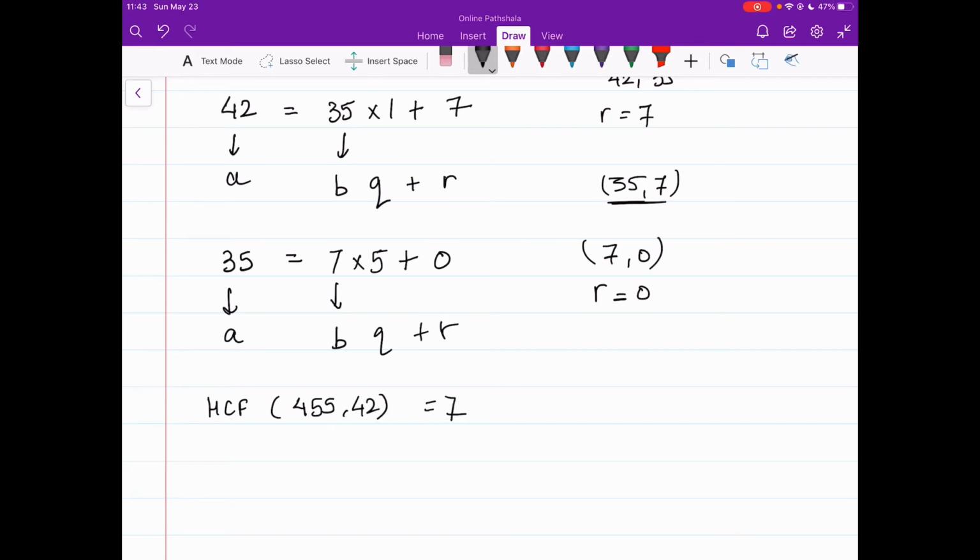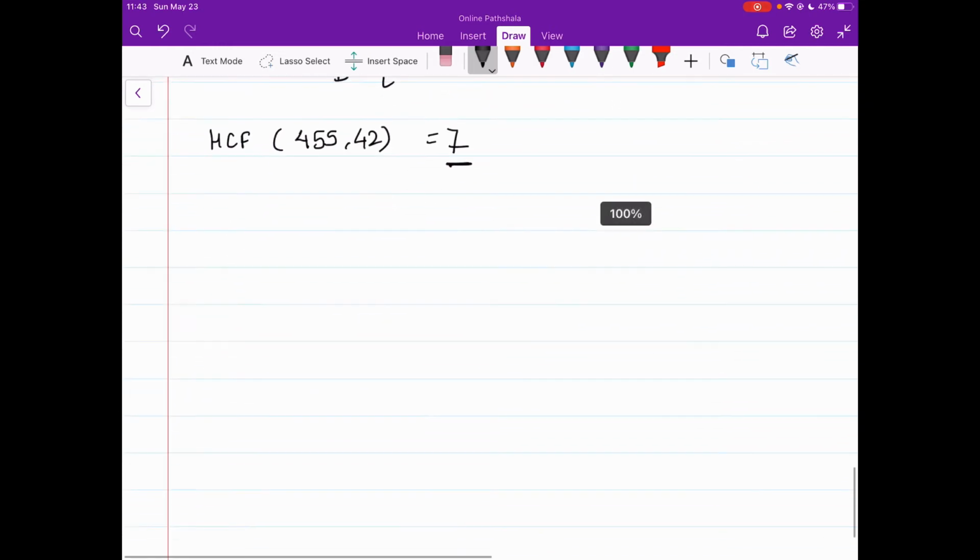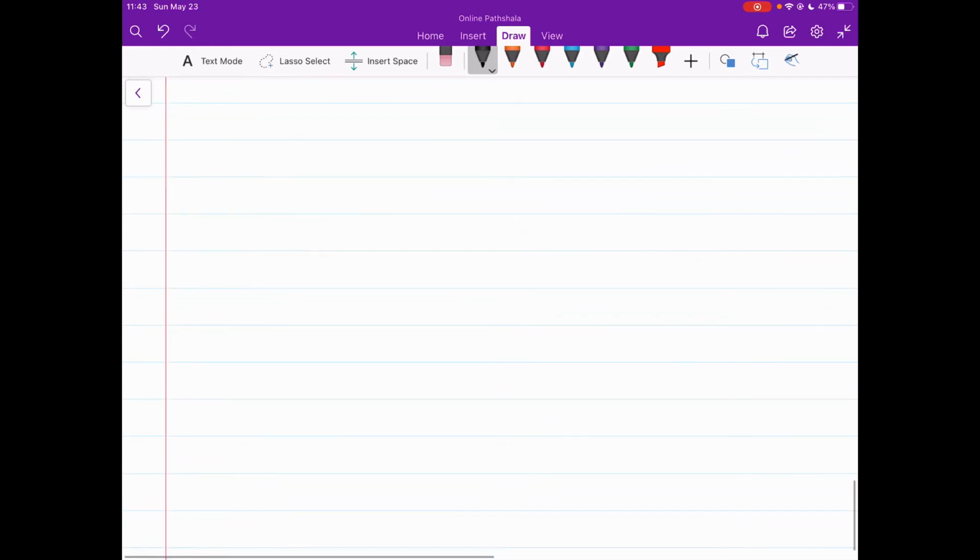You can try to verify this for yourself by finding the HCF with another method that you are aware of, and you will see that the HCF will be the same as what we obtained through this method. Now let's make a formal statement of Euclid's division lemma and Euclid's division algorithm, and how it works.